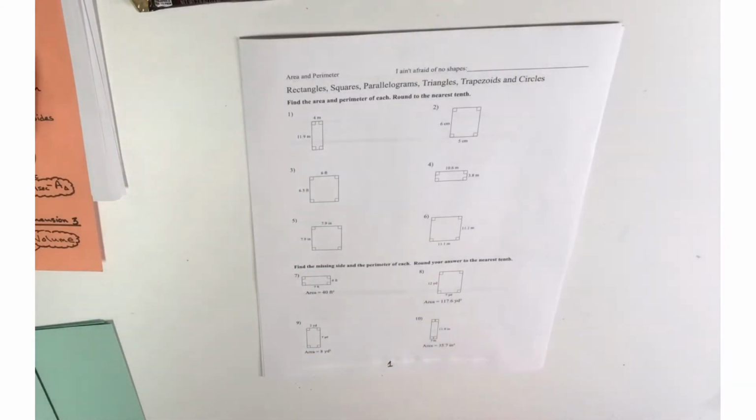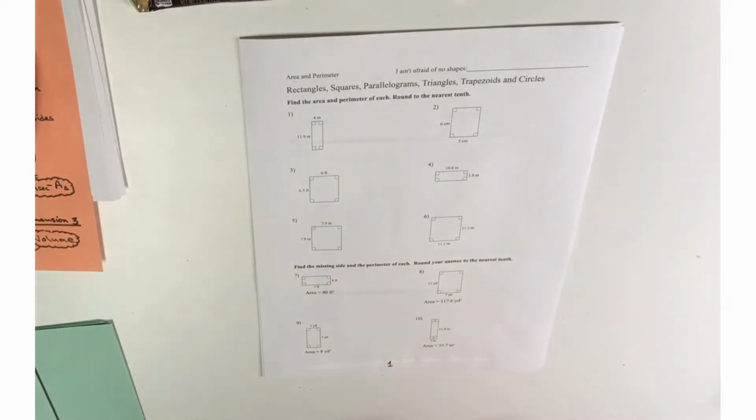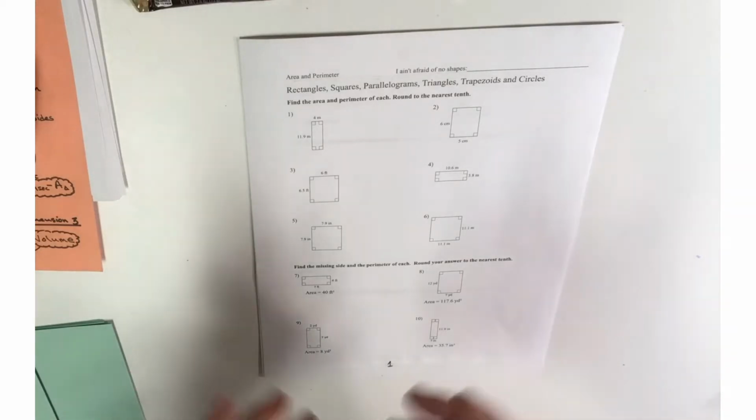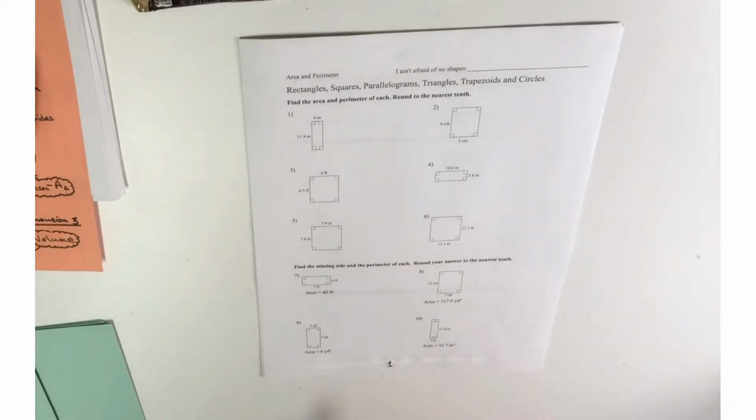So this week, your assignment is to work on the area and perimeter packet. I have uploaded it to Google Classroom, and now you will be able to go through the assignment. Remember that I don't want just answers. I want to see the work. So please make sure you show me as much work as possible for these questions.